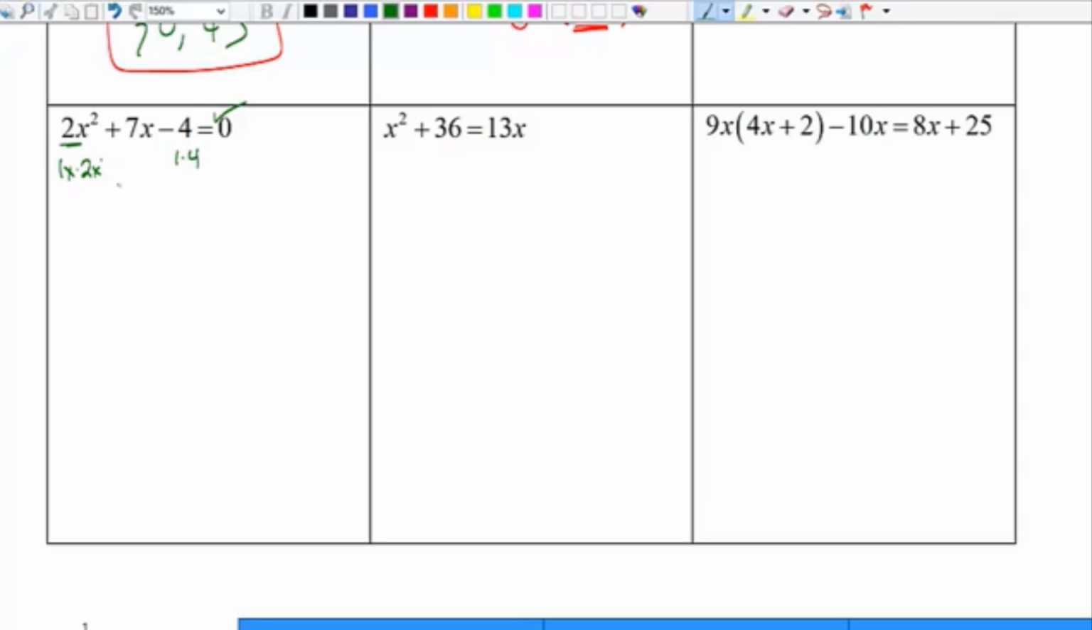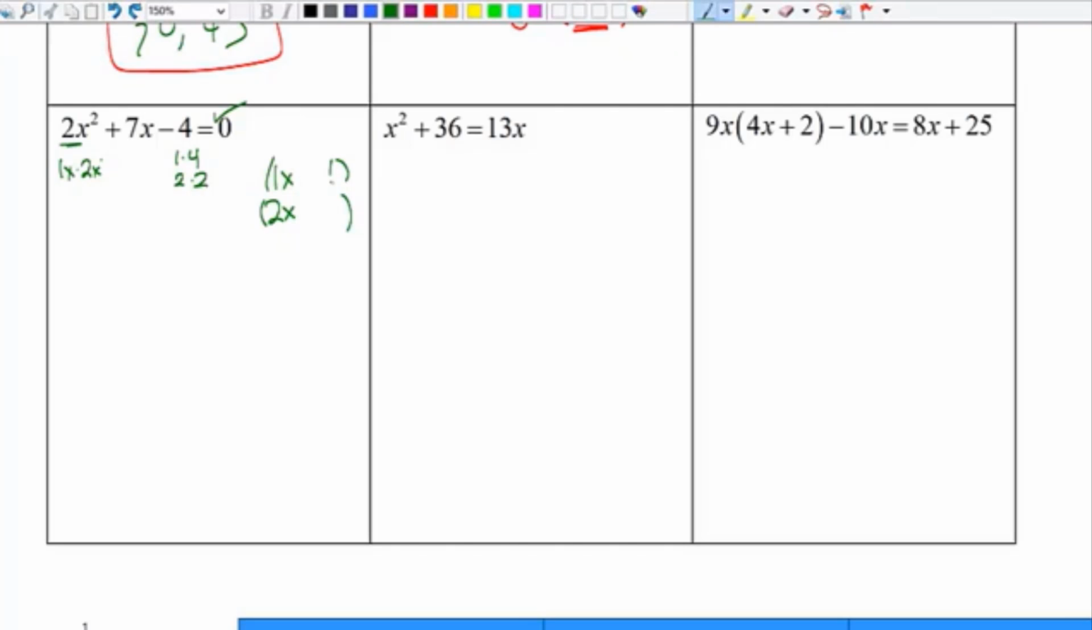So my factors of A are 1x times 2x. My factors of C are 1 and 4, or 2 and 2. So I'm going to try 1x and 2x. It would not be a good idea to put 2 and 2 here, because that would mean that the two 2's are next to each other, and that would be a GCF other than 1, and that's not correct. So I'm going to try the 1 and the 4.